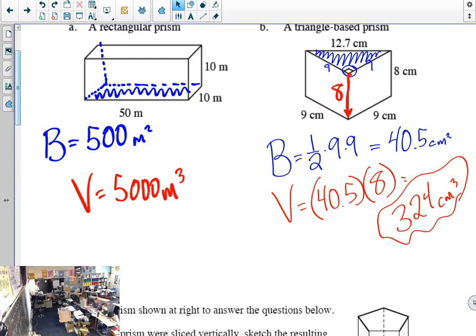Oh, so we'll get to this in like a week or two. But I have a challenge question for you guys. If this pyramid has the exact same base as this cube, how would the volume of this pyramid relate to the volume of the cube?